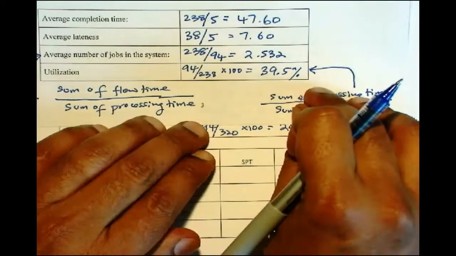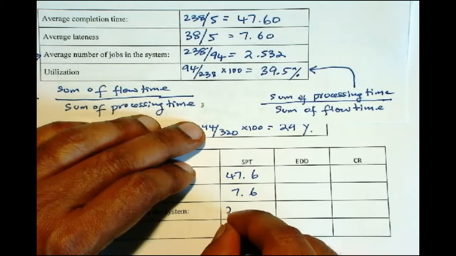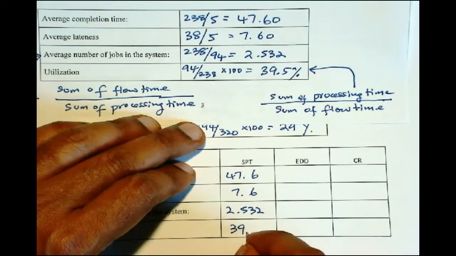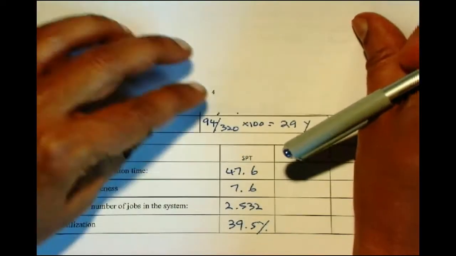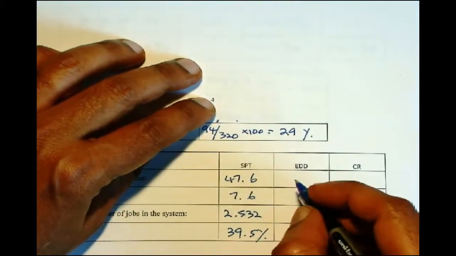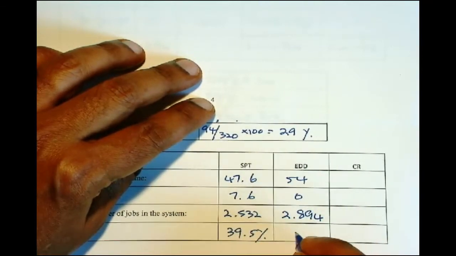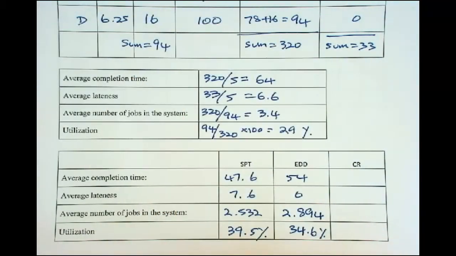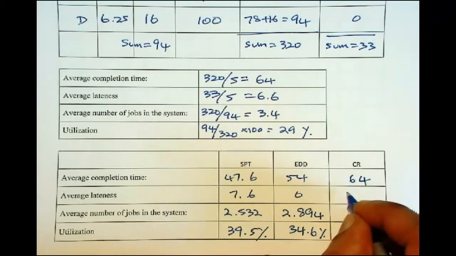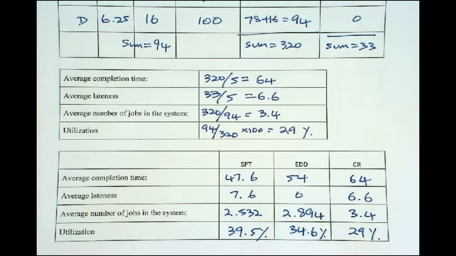So SPT is 47.6, 7.6, 2.532 and 39.5%. EDD is 54, 0, 2.894, 34.6%, and CR is 64, 6.6, 3.4 and 29%.